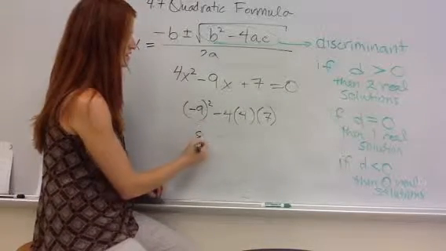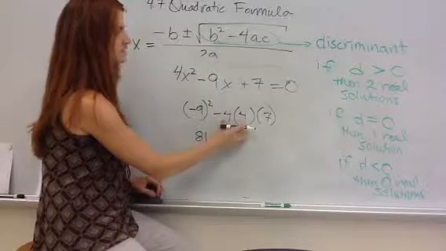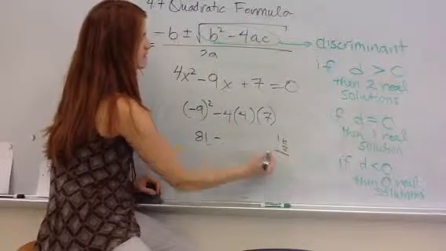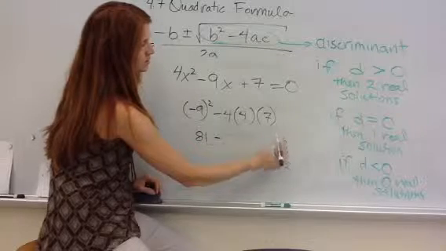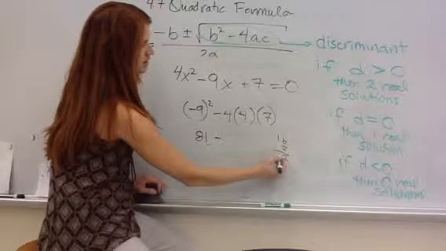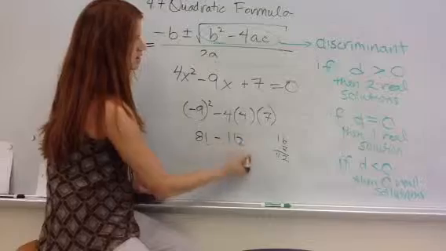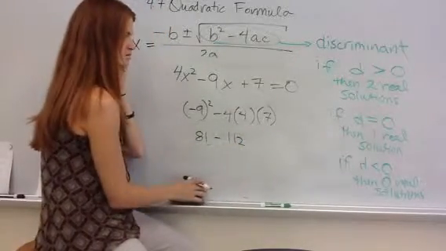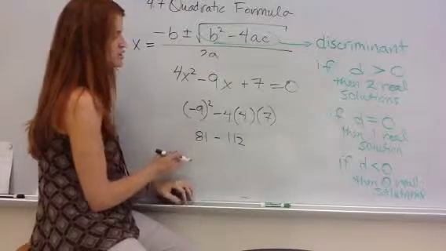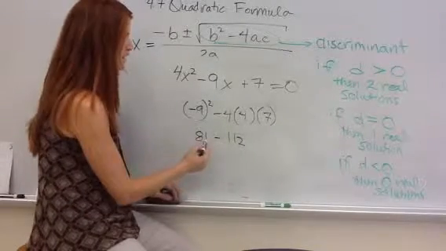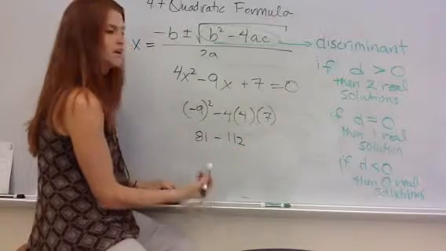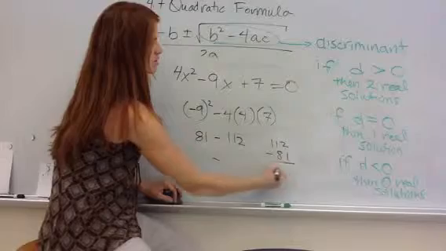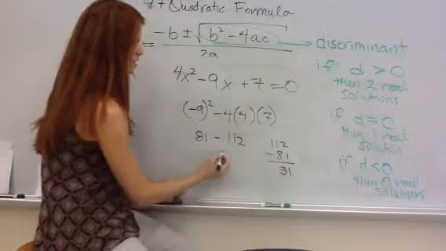So I'm going to evaluate. This gives me 81. This gives me 16 times 7, and that's going to be 112. Did I do that right? Then from here we want to subtract these. So if I have 81 minus 112, my answer is definitely going to be negative. It's going to be a -31.